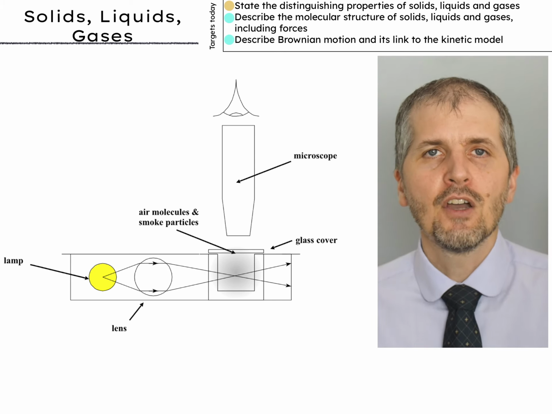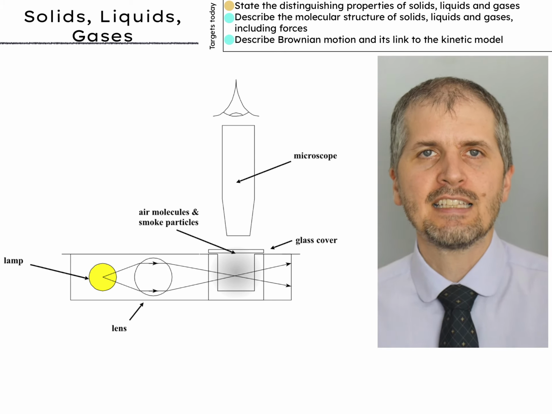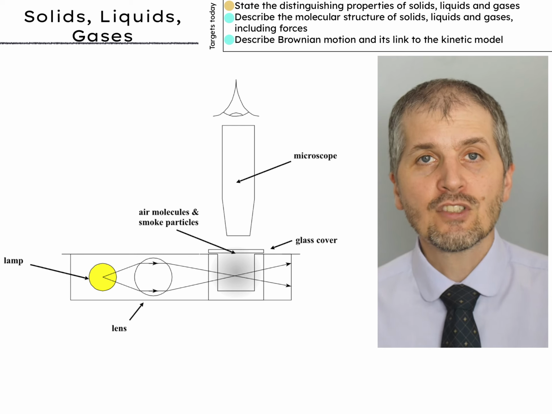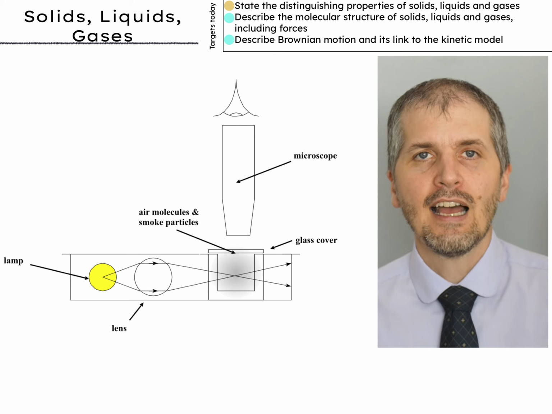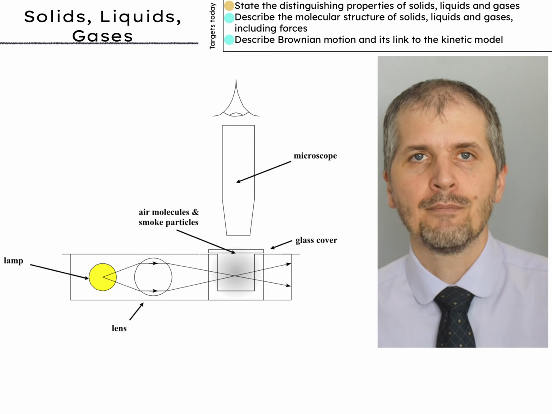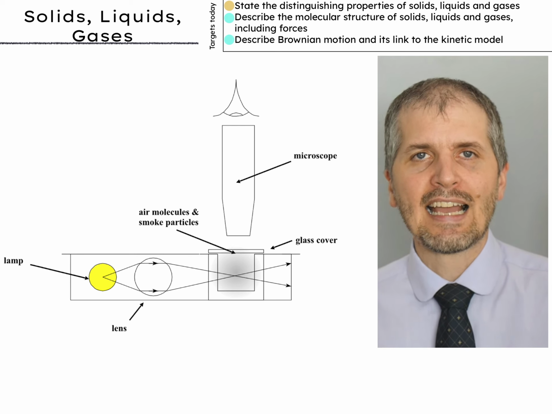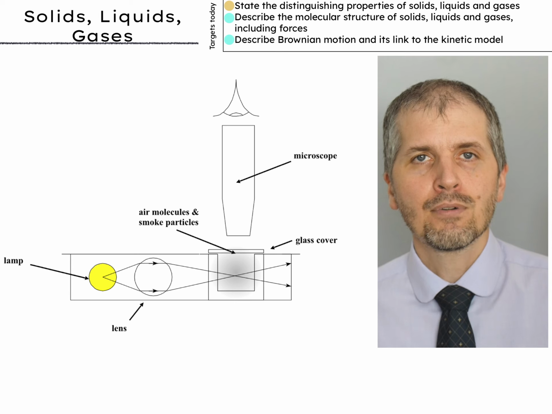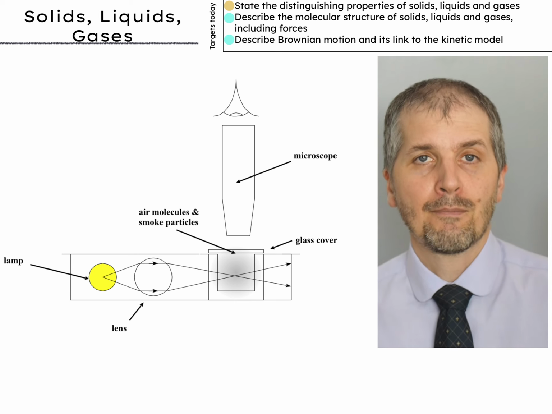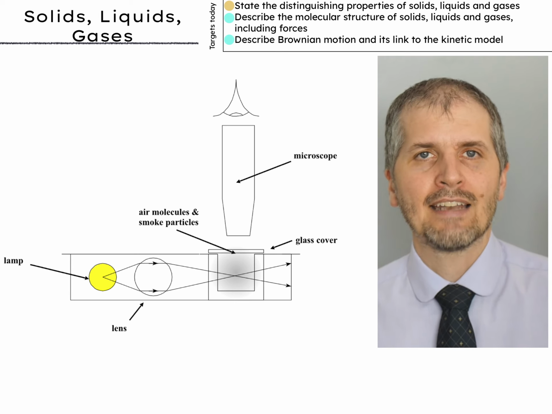So in this lesson video, we've looked at the distinguishing properties of solids, liquids and gases, we've looked at the molecular forces, and we've also looked at Brownian motion. In the next few videos, we're going to look in more detail at gases and how the pressure relates to other properties such as temperature and volume.